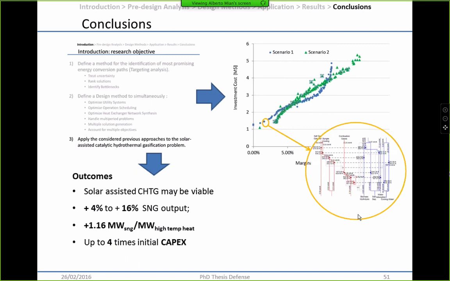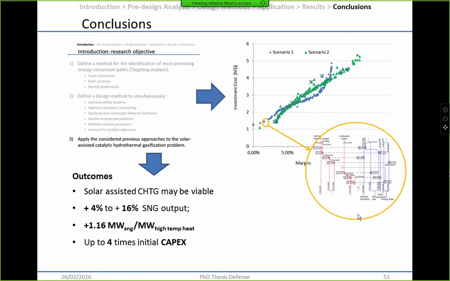Solar-assisted catalytic hydrothermal gasification may be viable. I stopped my analysis at the investment cost, so these results can be used to compute the operating cost and to evaluate the plant profitability for different economic situations. We have seen that using this approach and considering the technologies I have added to the structure, it was possible to increase the methane conversion from waste biomass up to 15%. And it is also possible to convert 1 megawatt of high temperature heat into 1.16 megawatts of synthetic natural gas.